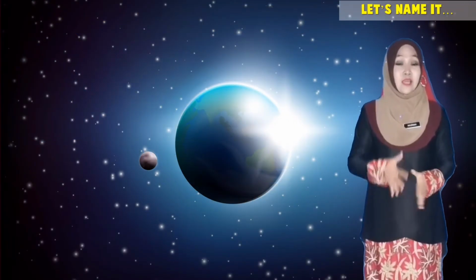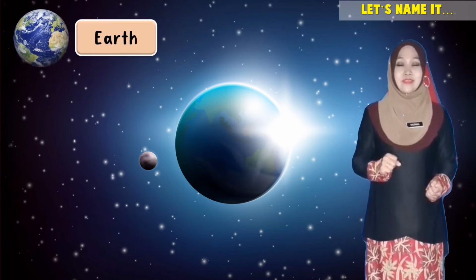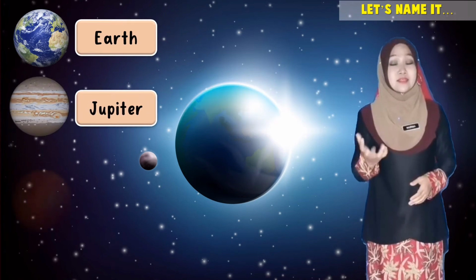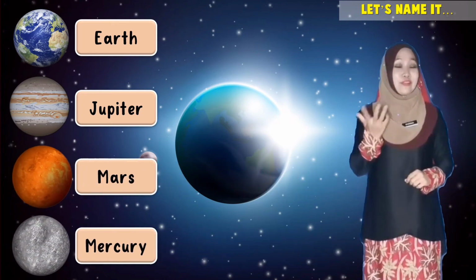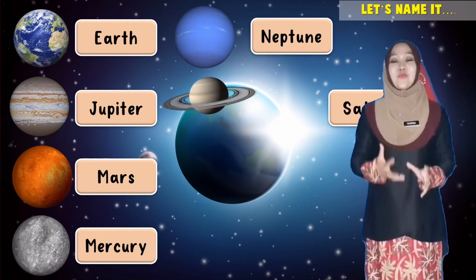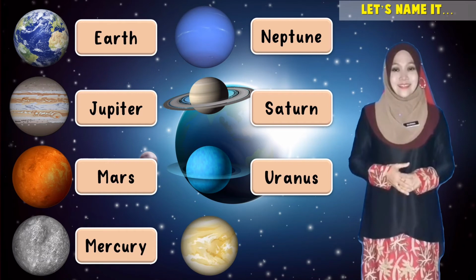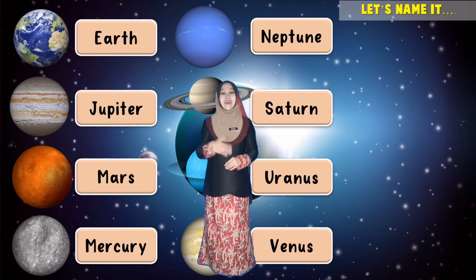Let me introduce the names of the planet we have in our solar system. We have Earth, we have Jupiter, we also have Mars, we have Mercury, we have Neptune, we have Saturn, we have Uranus, and we also have Venus. Can you please arrange the planets in the order? Let us try to arrange the planets in the order.